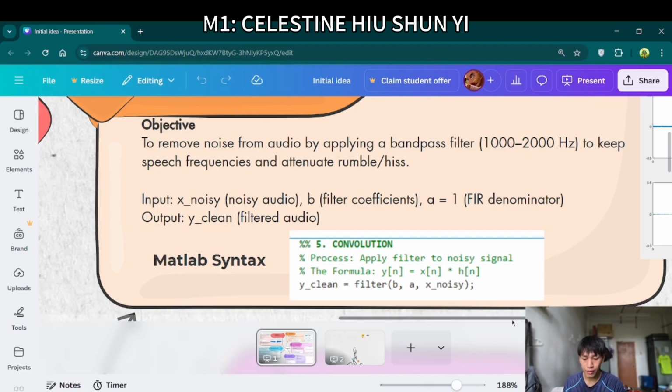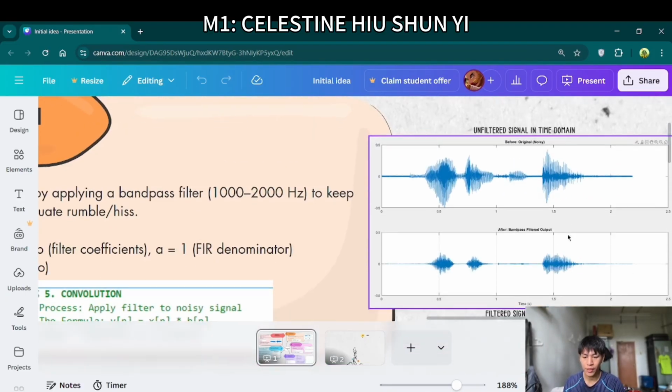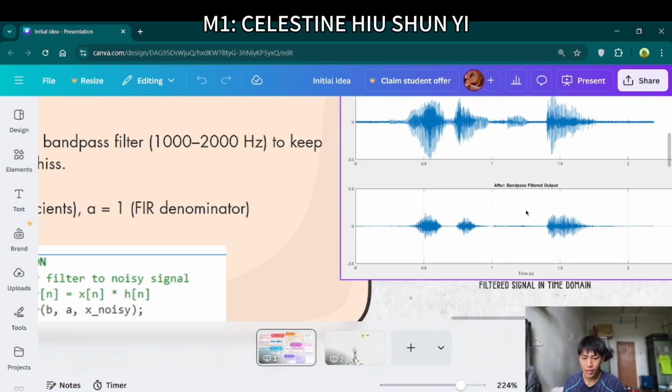On the right you can see the graph of the unfiltered signal versus the filtered signal. On the top is the unfiltered signal. You can see that the audio signal is very noisy and has many fluctuations. After we apply the filter, you can see that the noise and the fluctuations have decreased significantly.